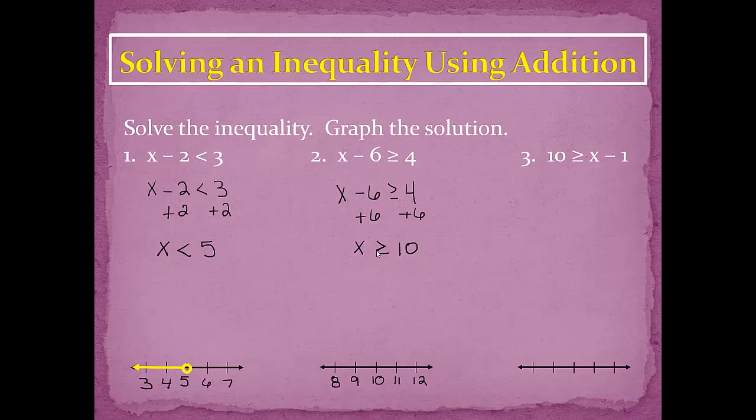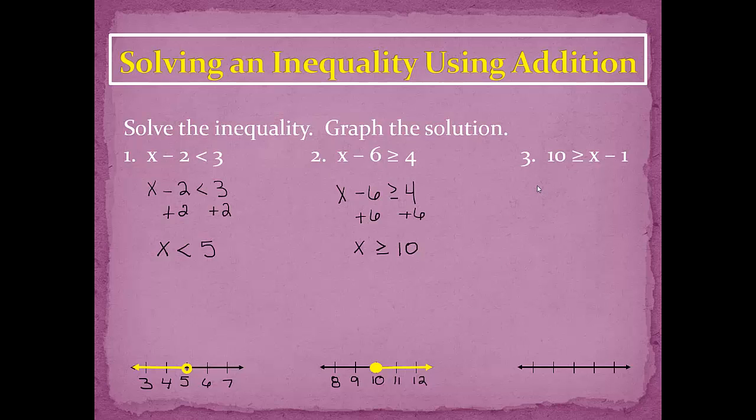Our symbol is greater than or equal to, which means we would have a closed circle. So we'll have a closed circle at 10, and we want to shade the numbers that are greater than or equal to 10. So that means we would shade to the right, because 11 and 12 are both greater than 10.